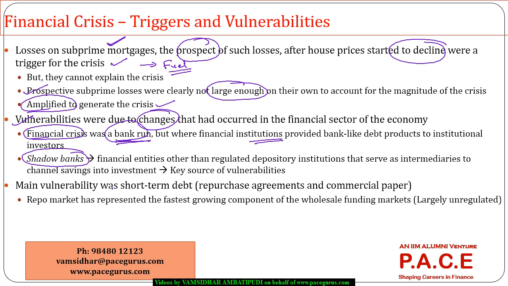So if I have to understand, the major source of vulnerability was the short-term debt, where we talked about two major instruments contributing to the whole process. One is repurchase agreements, otherwise called repos in short, and commercial paper, more specifically asset-backed commercial paper, ABCP in short. The repo market has represented the fastest growing component of the wholesale funding market, and that is largely unregulated. That's one more reason that contributed as a major vulnerability to the crisis.